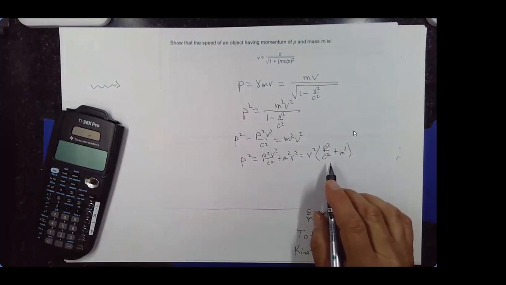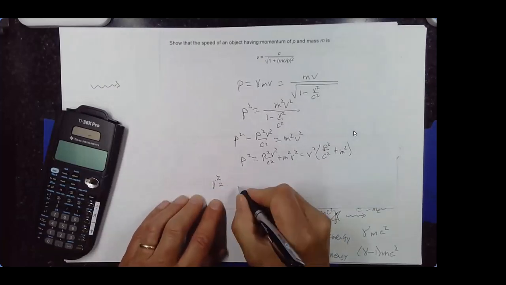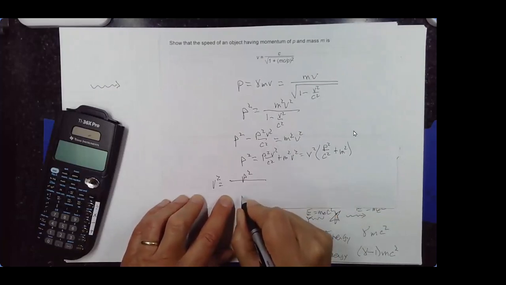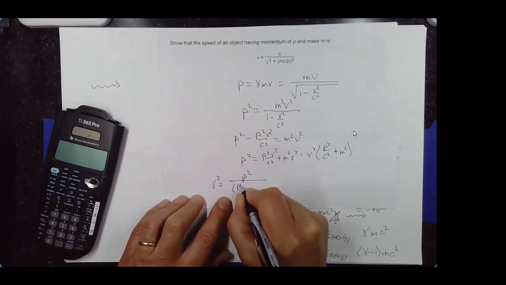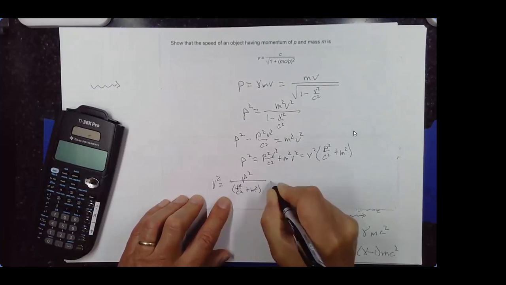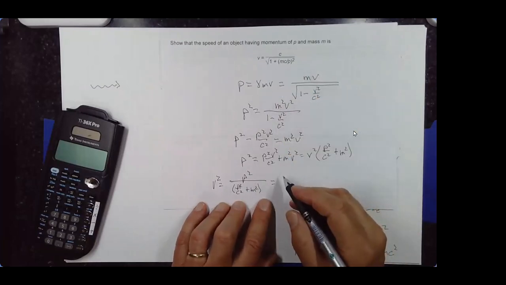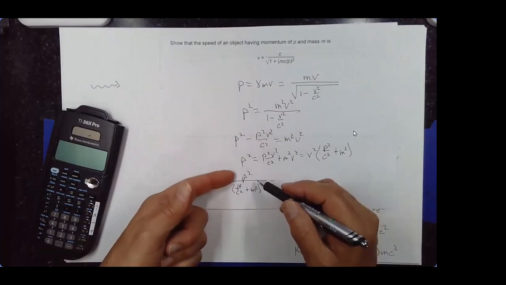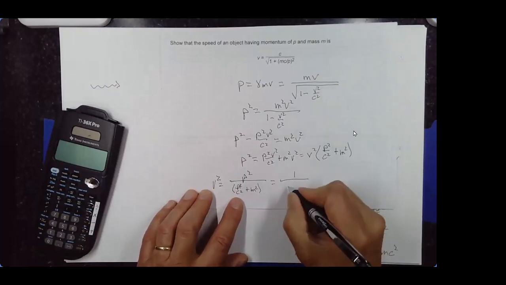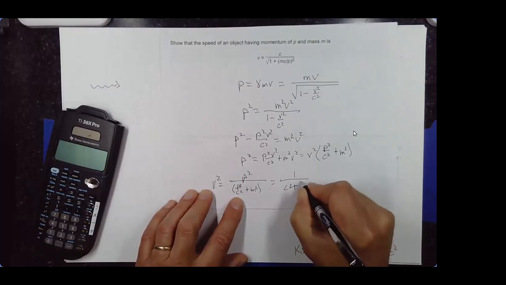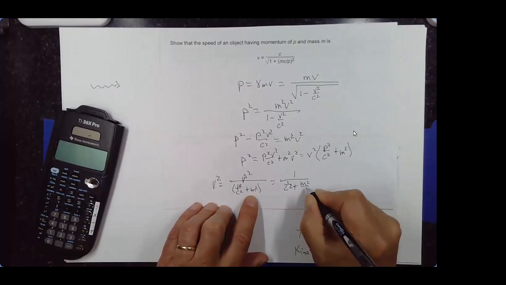What am I solving for here? v. Okay, so I'll divide by that. v squared will equal p squared over that quantity. But p is gamma mv, so we'll have to see. Maybe I want p's in this. If I multiply top and bottom by 1 over p squared, I will get 1 over c squared plus m squared over p squared on the bottom.